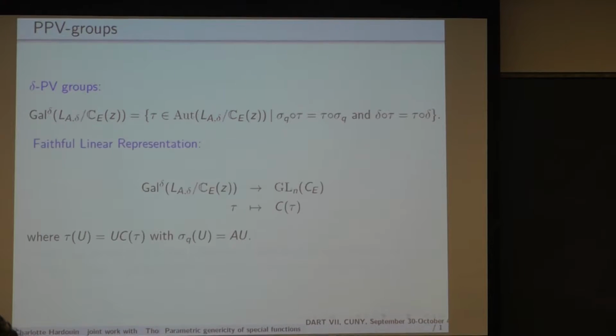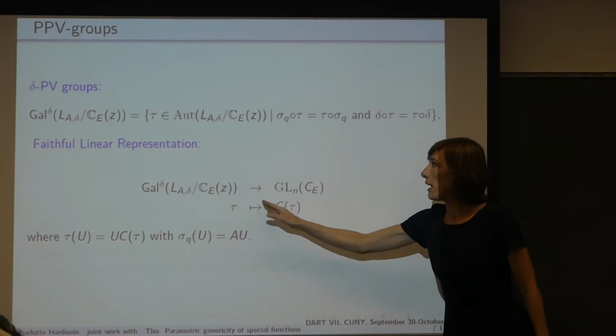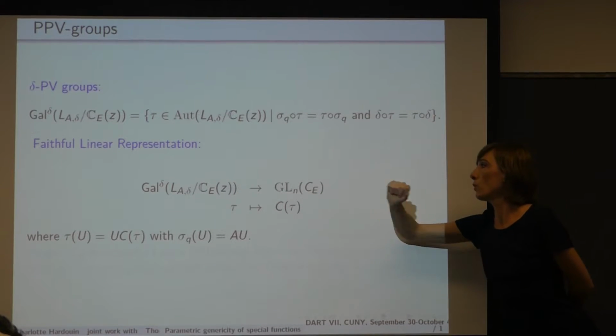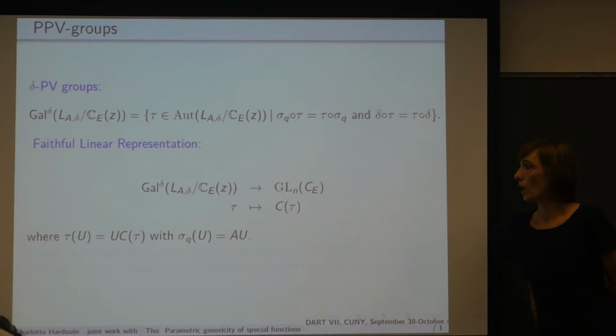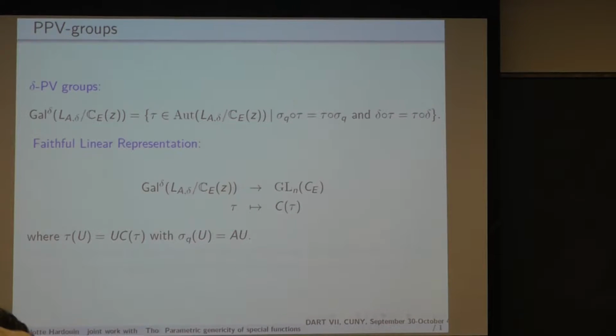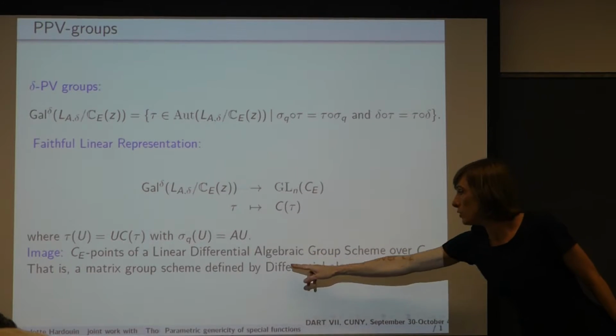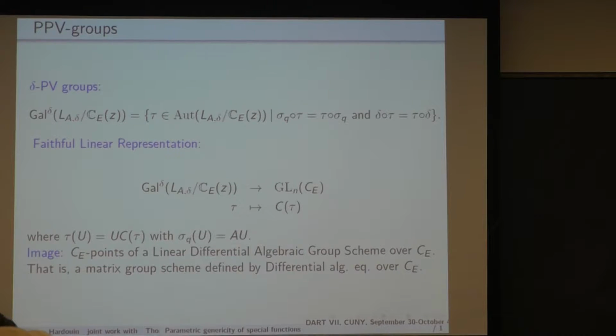Then, as Carlos showed you this morning, the fundamental solution matrix is mapped to another one, so they must differ by a matrix of constants. That is, I find an embedding of my parameterized Galois group into the linear group defined over C^E. So the image of this group has some structure, and it appears that it is the C^E points of a linear differential algebraic group scheme over the field of elliptic functions. So that is more or less a matrix group scheme defined by differential algebraic equations over the elliptic functions. I will be mainly interested in these defining algebraic equations.